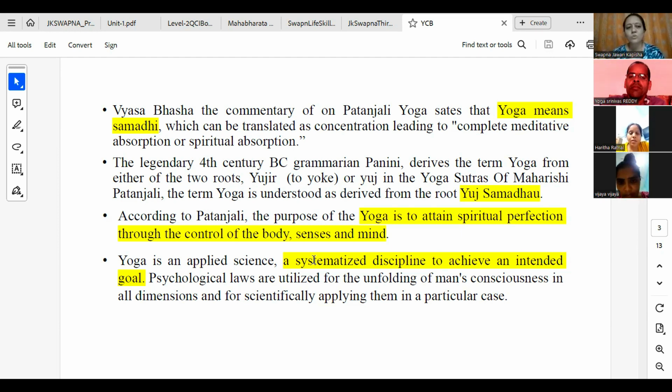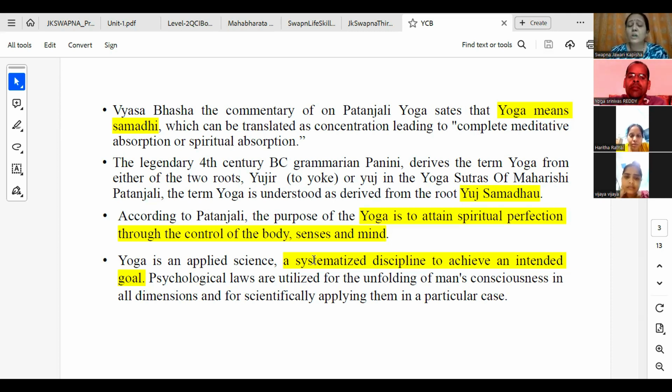So here the questions could be about Vyasa Maharshi, Patanjali, and a few others, Swami Vivekananda, Aurobindo. You should be able to identify that Vyasa Maharshi, in his commentary on the Patanjali Yoga Sutras, said yoga means samadhi. Whereas another person, the sage Panini, is known as a grammarian. Panini was the person who introduced Sanskrit grammar.